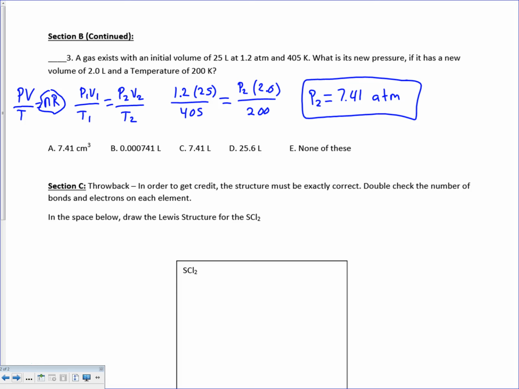Many people on this problem actually circled A or C when they went through and did it. So be really careful that you're watching the units and that you're thinking about each problem, because none of those answers make any sense. So it actually should be E in this case.